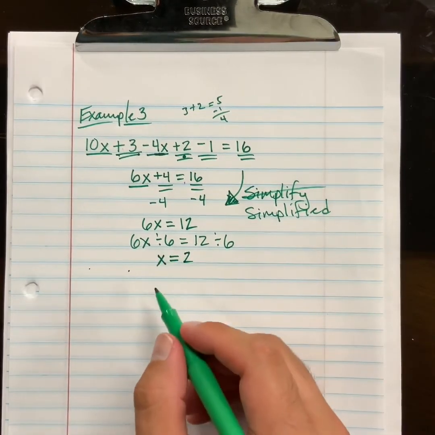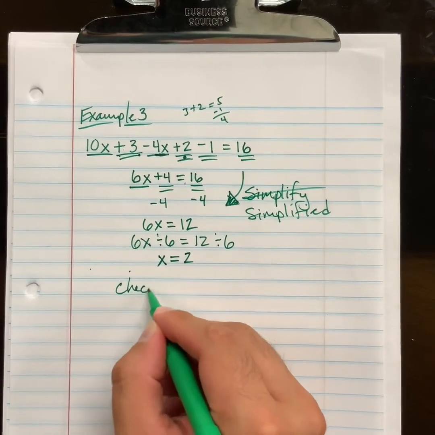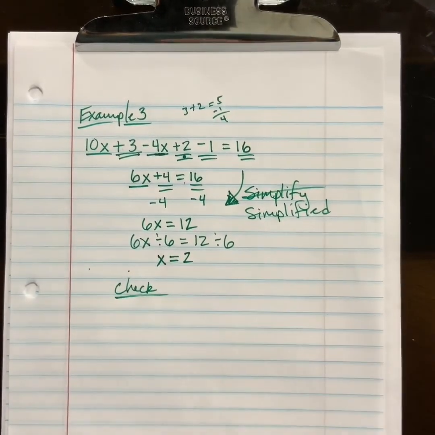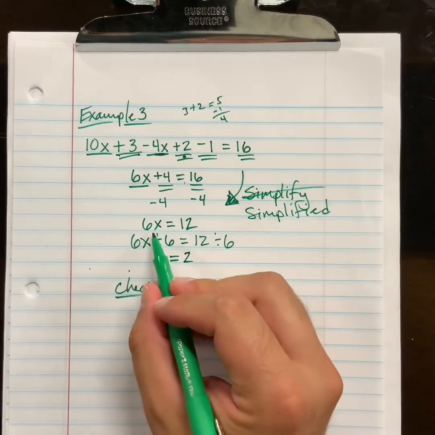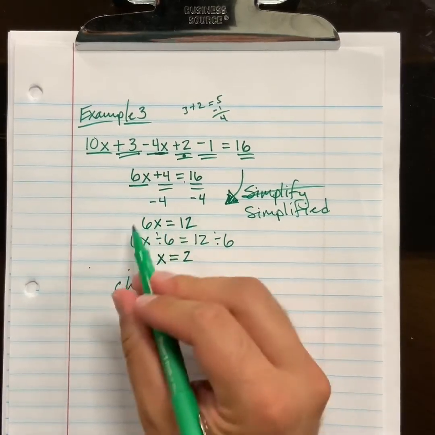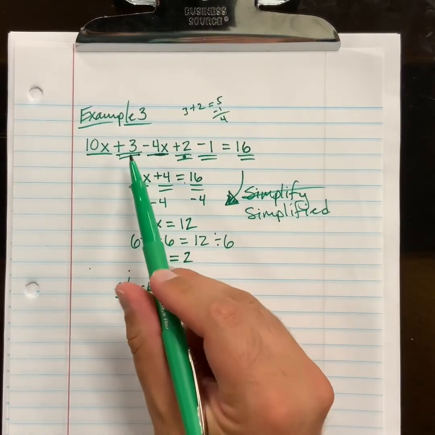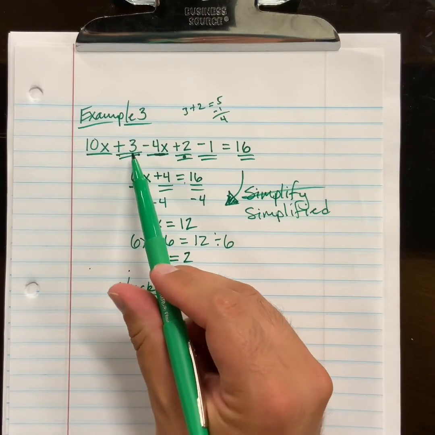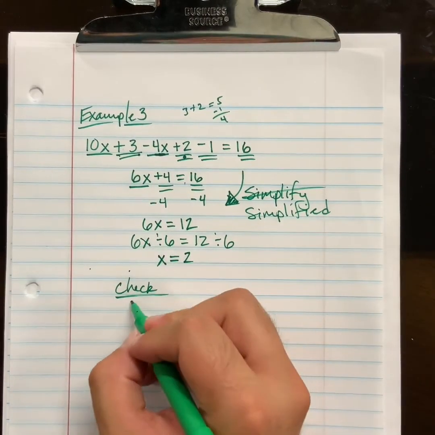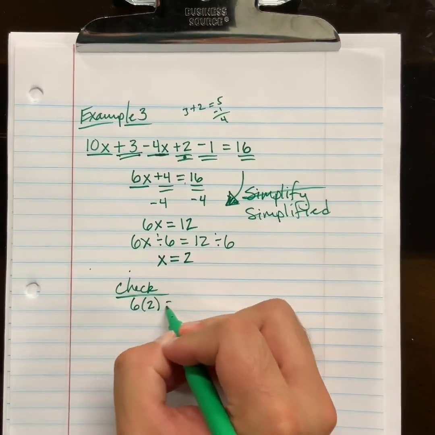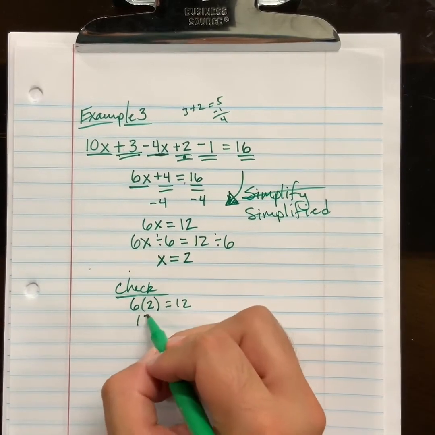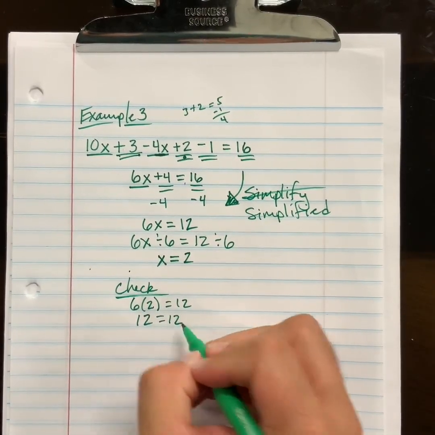We can go ahead then and check our answer. And if we were to do that, we would plug it into this equation here. We can plug it into our simplified version, and then let's go ahead and actually plug it into our real equation up here, our beginning equation too. So 6 times 2 is equal to 12. Well, yeah, 12 is equal to 12.